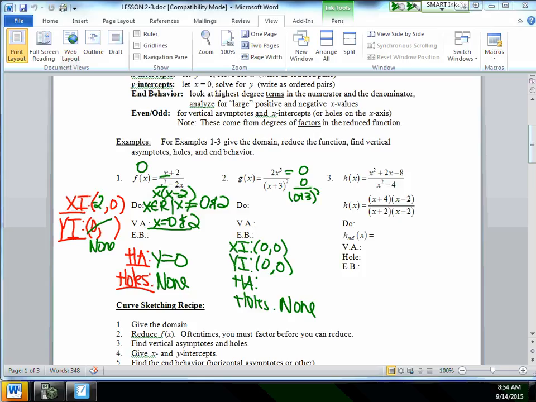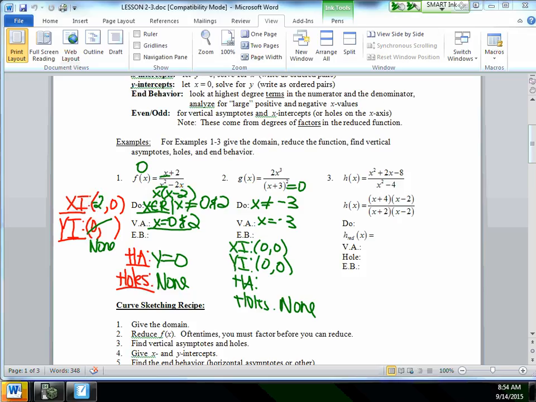So we're going to come back to that. It's going to take a little more work. So let's answer our VAs. Our VAs come when we set our denominator equal to 0, and that is at x equals -3. So once I know my VAs and wholes, I know that the domain x cannot equal those values, but it's in all reals such that x cannot equal -3 and 3.